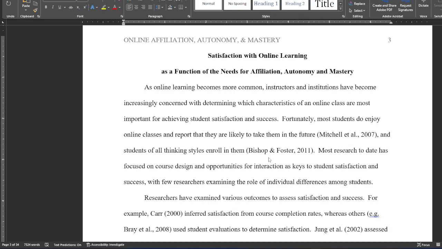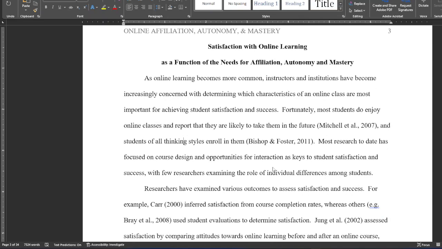If you have 2 authors, you always list both of them. If you're presenting it in parentheses, then you separate the 2 authors with an ampersand. That's what this symbol is called. So you separate them with the ampersand if it's in the parentheses.